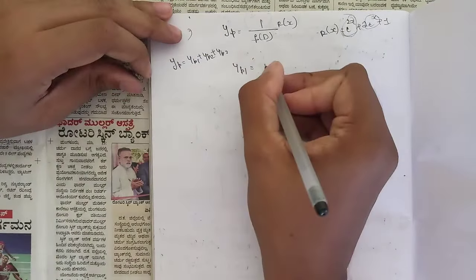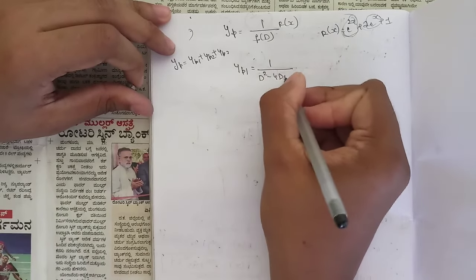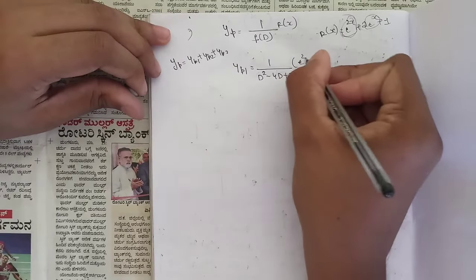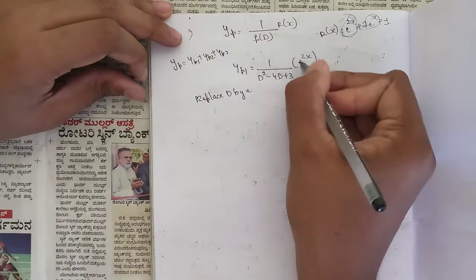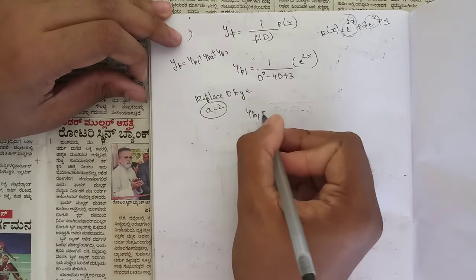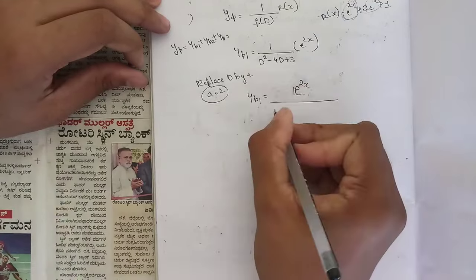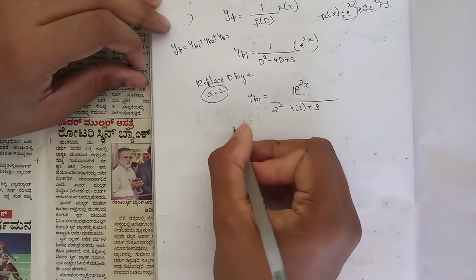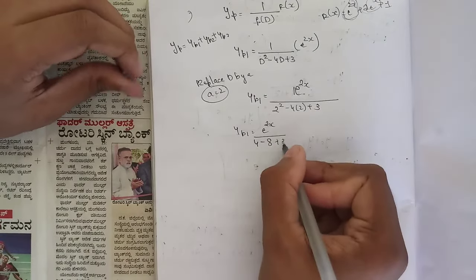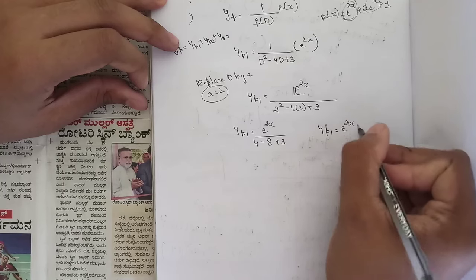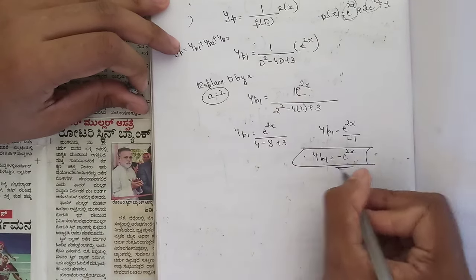Now, what is f(D)? In the question it is given as D² − 4D + 3. To find yp1, we consider e^(2x) and replace D by a, where the value of a here is 2. So yp1 = e^(2x)/(2² − 4·2 + 3) = e^(2x)/(4 − 8 + 3). 4 plus 3 is 7, minus 8 is −1. So the yp1 we get is −e^(2x). So now we have found only yp1.